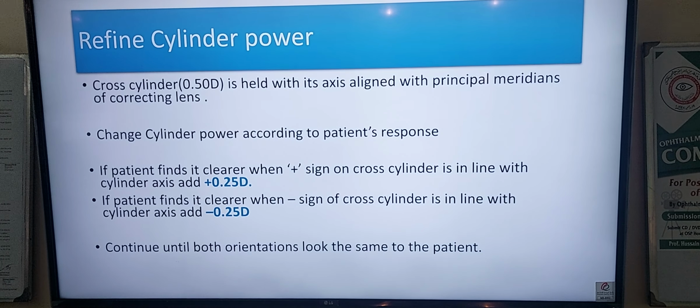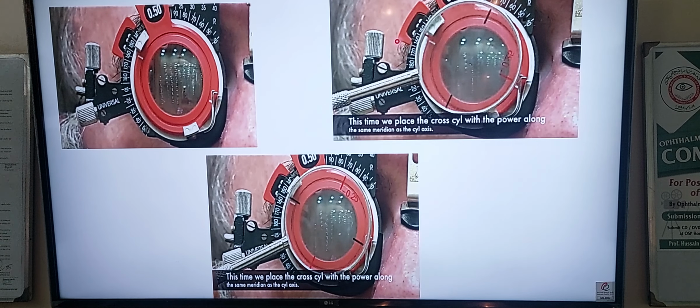Now take the same example. Now we have to align the axis of the cross cylinder with the trial cylinder. Here the minus axes are aligned with the axis of the cylinder in the trial frame. Then when we flip it, the plus axes are coinciding with the cylinder axis of the trial frame. So if the patient prefers this position, then we will add minus 0.25 to the existing cylinder.